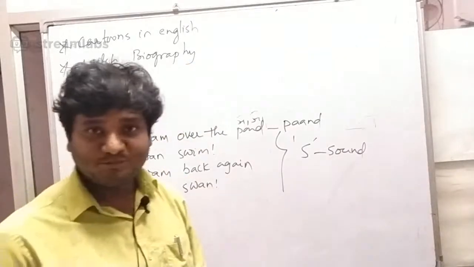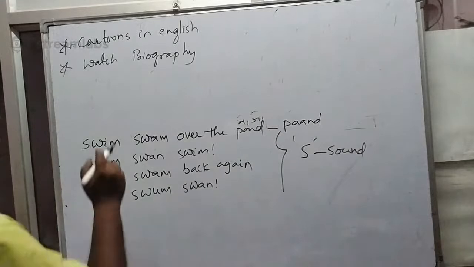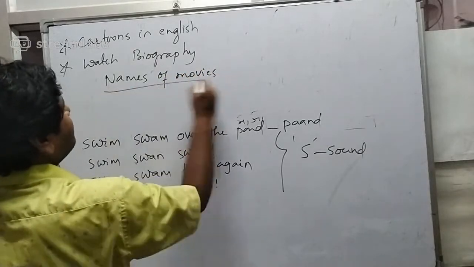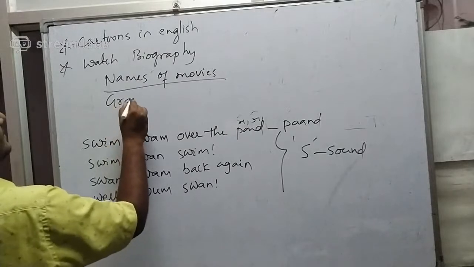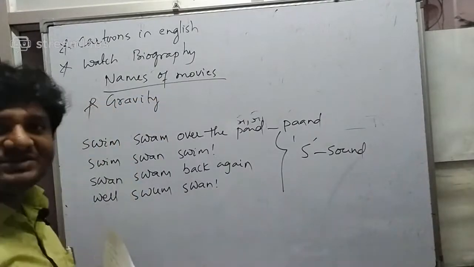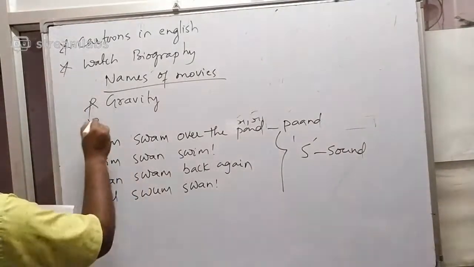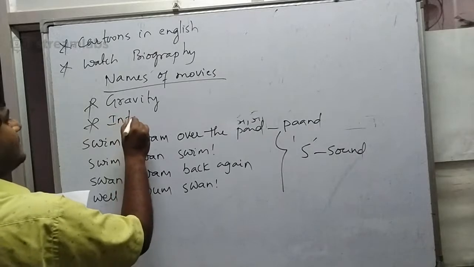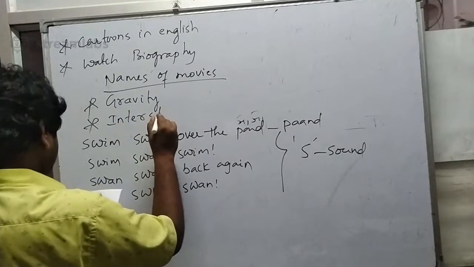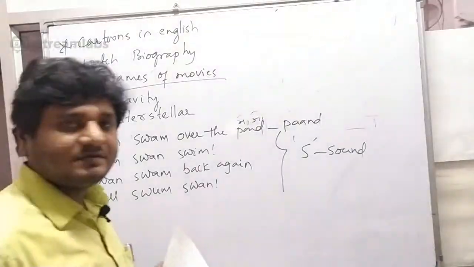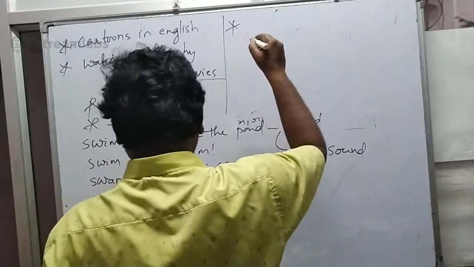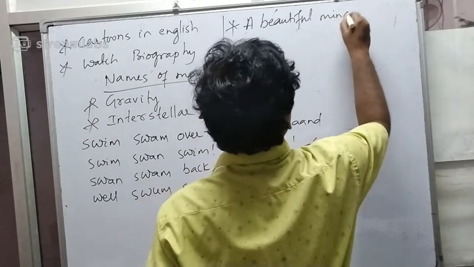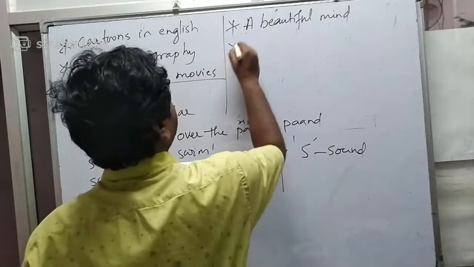Second one, watch biography. Then, third one, I'm giving the names of the movies now. Names of movies we can watch. First one is Gravity. Second movie name, Interstellar. Then third one, A Beautiful Mind. Then we have Cast Away.